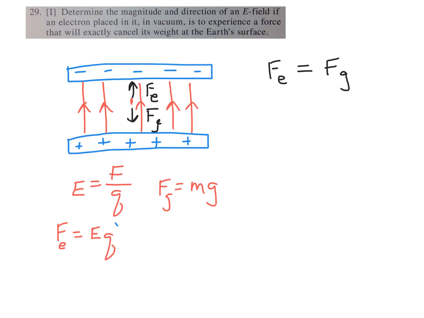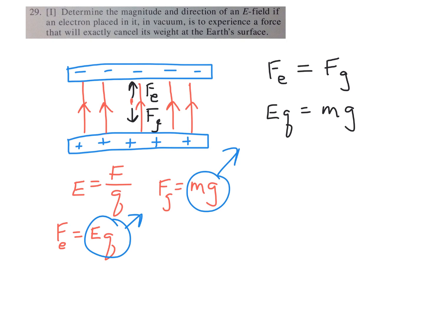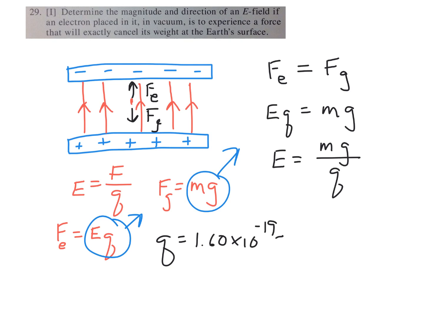So if we plug those two values in, you end up with EQ equals mg. And we're looking for E, the field that supports the proton. So E will be mg over Q. M, you look up the mass of the proton. Gravity's acceleration constant is 9.81 meters per second squared. And Q is the charge of the electron, 1.60 times 10 to the negative 19th coulomb. So you plug those all in and you get the magnitude of the E field pointing upwards.